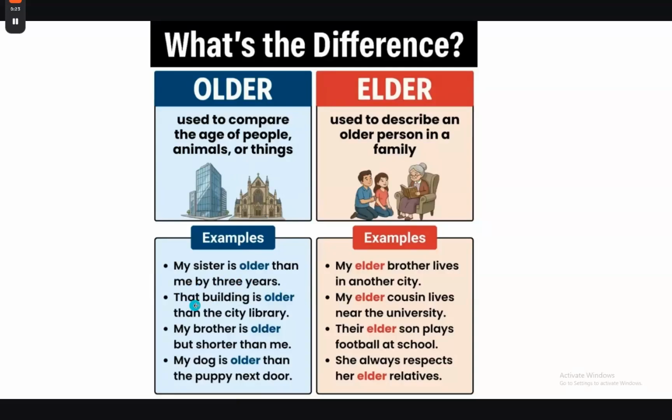Number two, that building is older than the city library. Number three, my brother is older but shorter than me. Number four, my dog is older than the puppy next door.